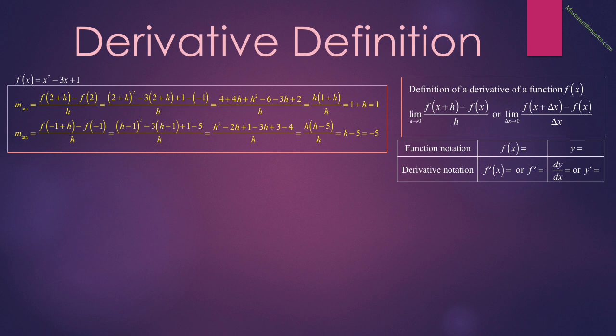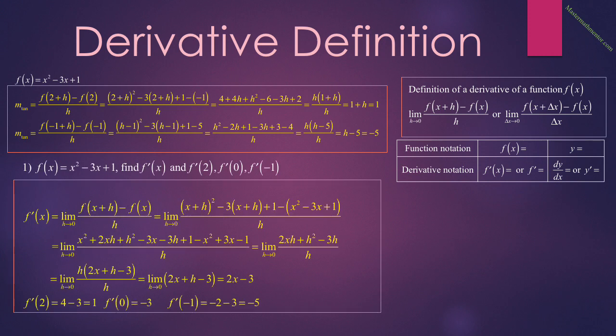dy dx is written as dy over dx. Later in the course, we'll find that dy and dx have specific meanings, but for right now, we read it as dy dx. Loosely translated, it means the derivative of y with respect to x.